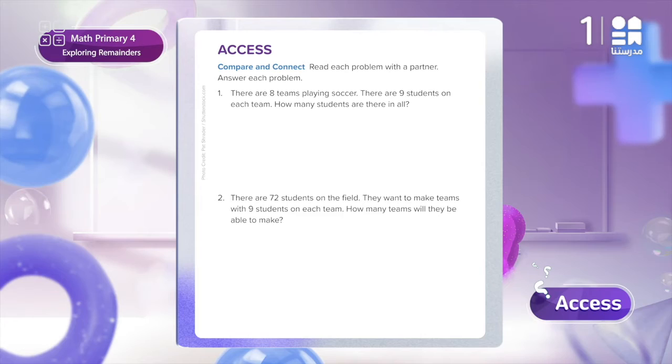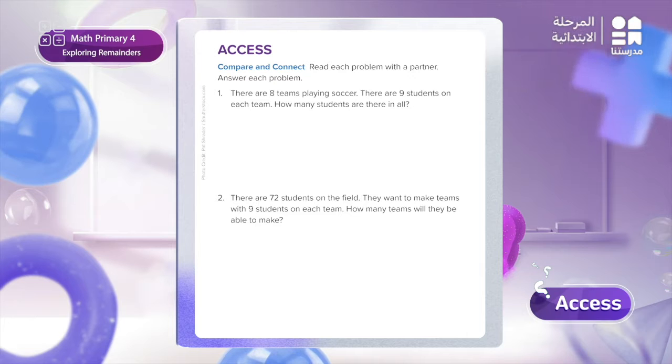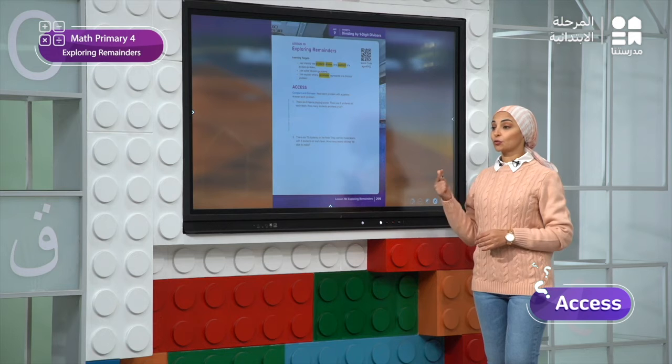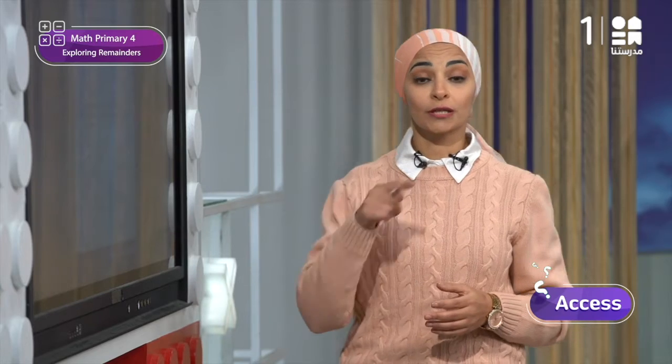Now in the Access part, as you see here, I will give you some time to read problems number 1 and 2 and try to solve them. Also note any similarities found between the problems, and I will circle them, and any differences by underlining them. Underline the differences and circle the similarities. We will review together after you have finished solving.